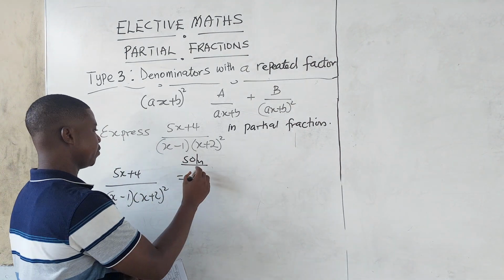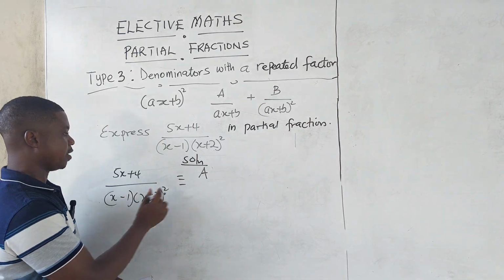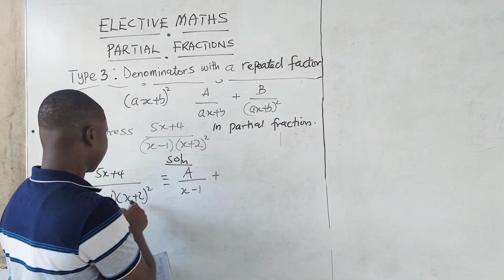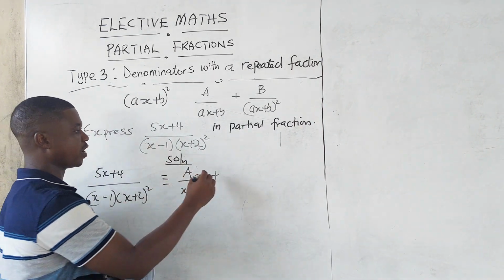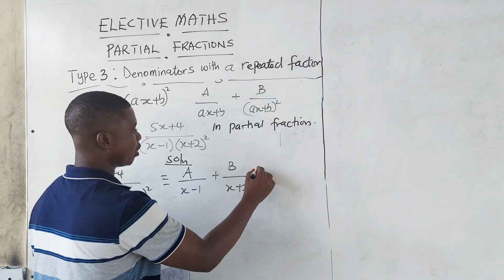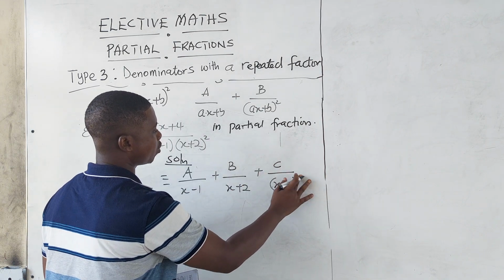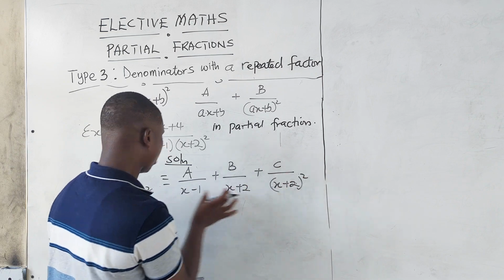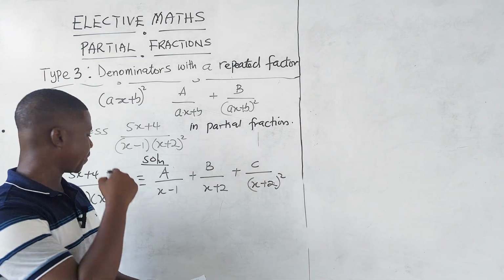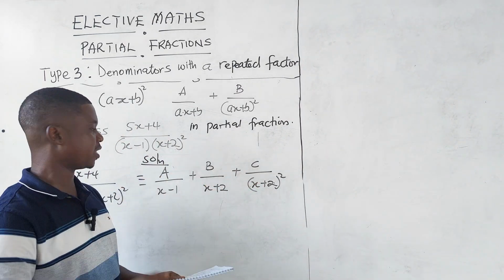So as I said, because this one is linear, we have A over (x - 1) plus, this one is a repeated factor, so we have B over (x + 2). Then the other one will be C over (x + 2) all squared. This is happening because the second term is a repeated factor and the power is 2. So it means you are going to have two partial fractions for that.